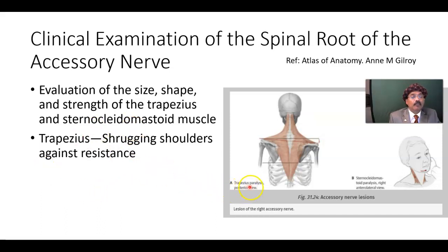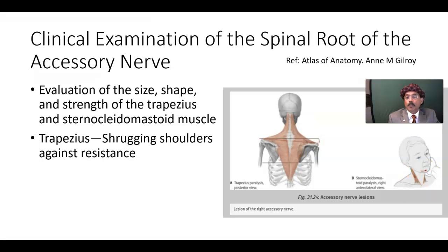In trapezius muscle paralysis, posterior view, there will be drooping of the shoulder. The shoulder is drooping down due to the paralysis of the trapezius, which is innervated by the spinal root of the accessory nerve. In sternocleidomastoid muscle paralysis, right anterolateral view, the right muscle is paralyzed, so the person cannot move the head and neck towards the left side.